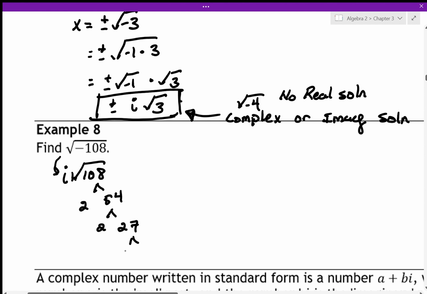27 is 3 times 9, and 9 is 3 times 3. Now, I have prime factorized this. I've broken them down until we got primes. The 2 and the 3, those are prime numbers. Now, because this is a square root, I'm going to circle pairs. So there's a pair of 2s, there's a pair of 3s, and there's a single 3.